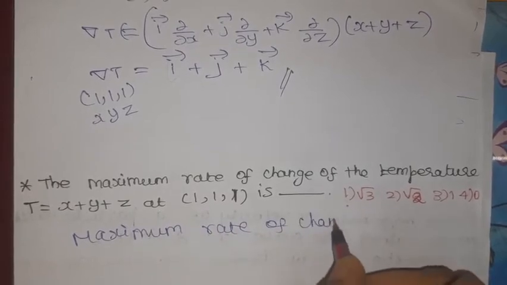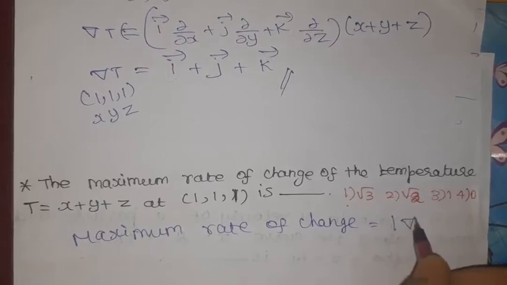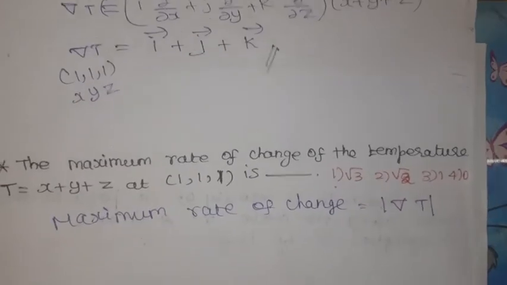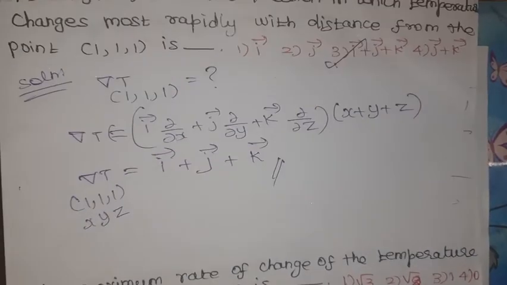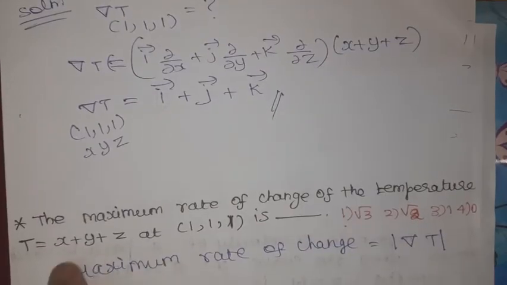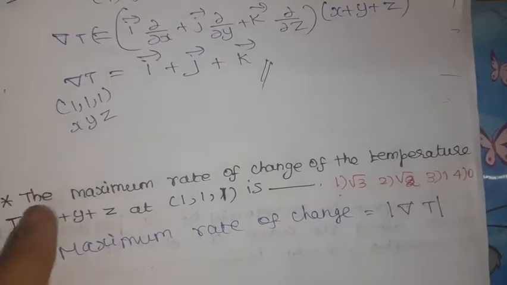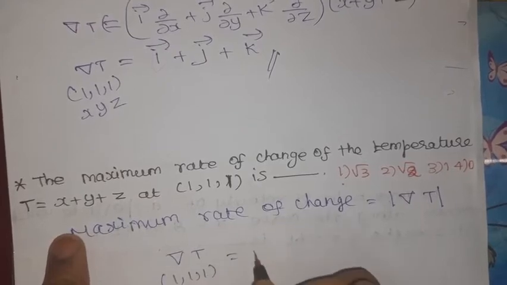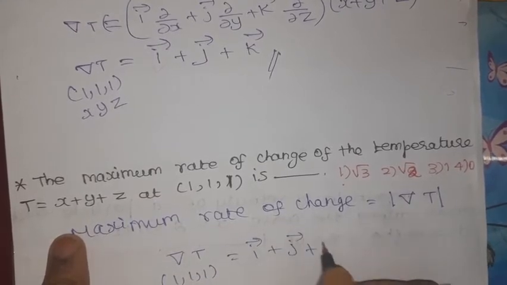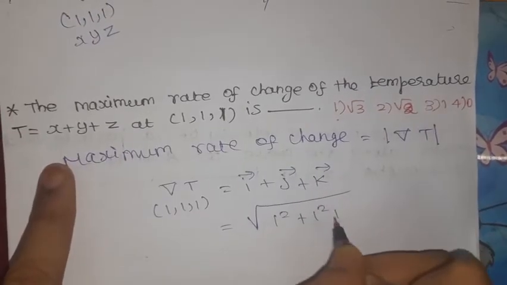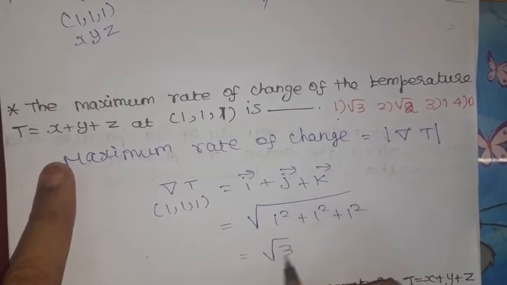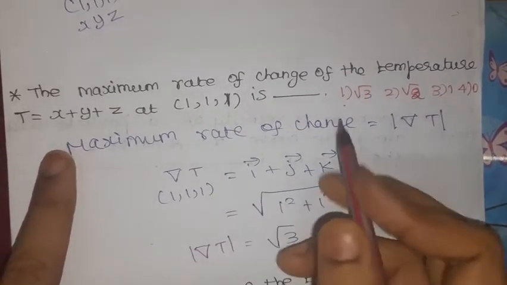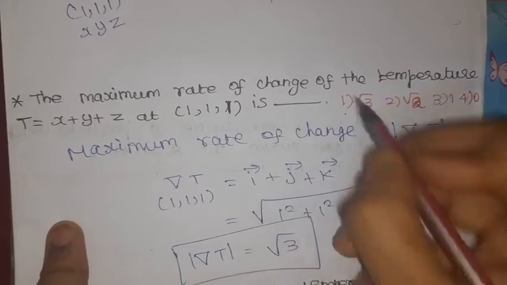Rate of change is nothing but the magnitude of del T. Okay, simple. Previously, the same point and the same data are given as above, so I am not going to find it again. Del T at the given point is nothing but i plus j plus k, so there is no need to find it again. Just find the magnitude. The magnitude is 1 squared plus 1 squared plus 1 squared, simply root 3. So the maximum rate of change of the temperature is root 3.